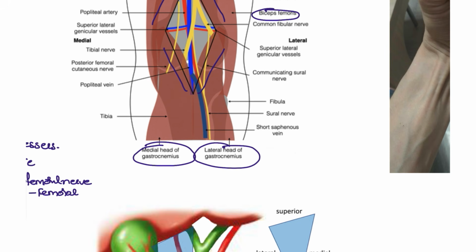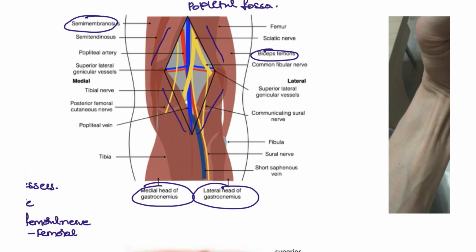Coming to the popliteal contents, what are they? Here you can see the contents are the common fibular nerve, the popliteal artery, and the popliteal vein. Also here you can see the sciatic nerve and tibial nerve. So what are the three nerves present here? One is the tibial nerve, another is the common fibular nerve, and also the sciatic nerve. These three nerves are present inside the popliteal fossa.